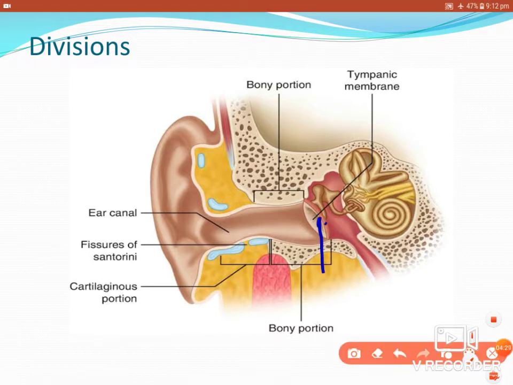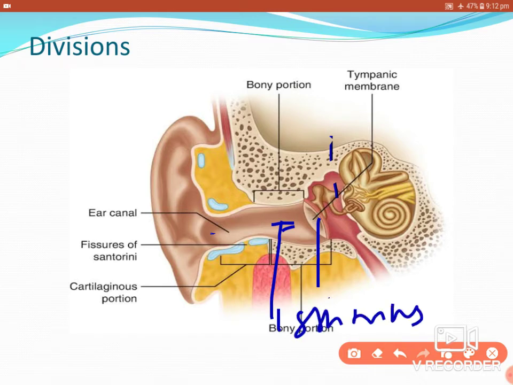Here medially is the tympanic membrane, which separates the external ear from the middle ear. Here this is the canal. This is the cartilaginous part of the canal, and this one is the bony part of the canal. About 6 millimeters lateral to the tympanic membrane, the canal is narrow. That is called the isthmus.